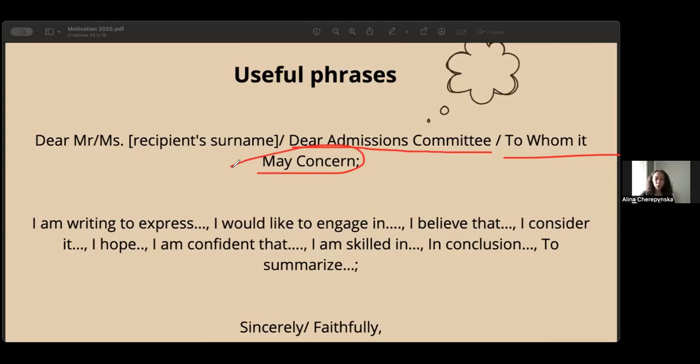So, to whom it may concern is an absolutely okay beginning of any possible types of writing, like official, as well as if it's a recommendation letter or a motivational letter. So: I am writing to express, I would like to engage in, I believe that, I consider it, I hope, I am confident, I am skilled, in conclusion, to summarize, sincerely, faithfully. Please do not forget about the common structure of letters. You need to have the first part, to whom, as well as at the end, you need to write sincerely or faithfully, according to the respect act in writing.